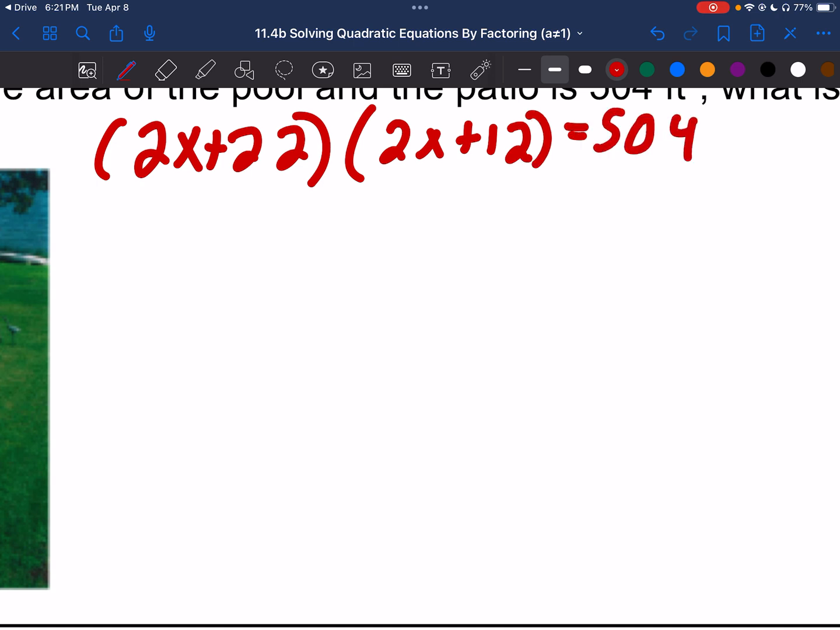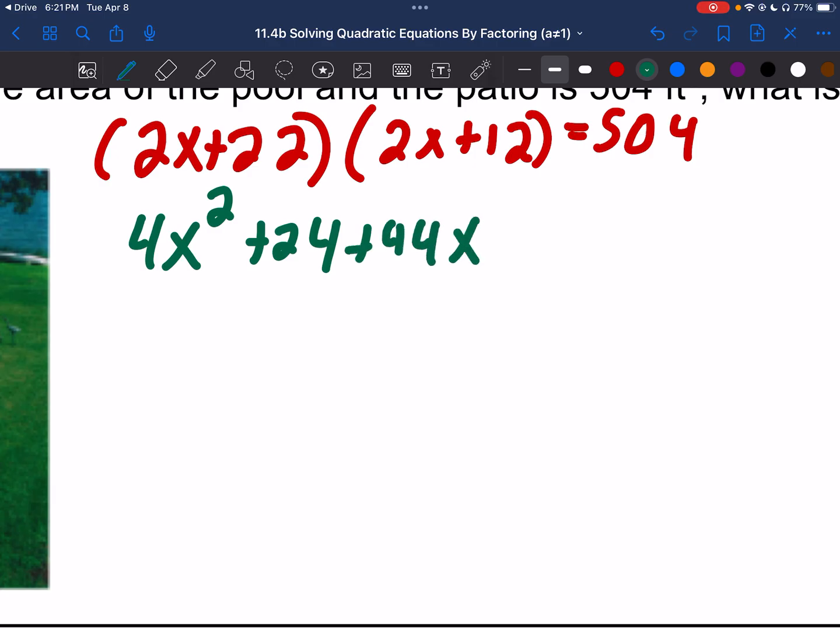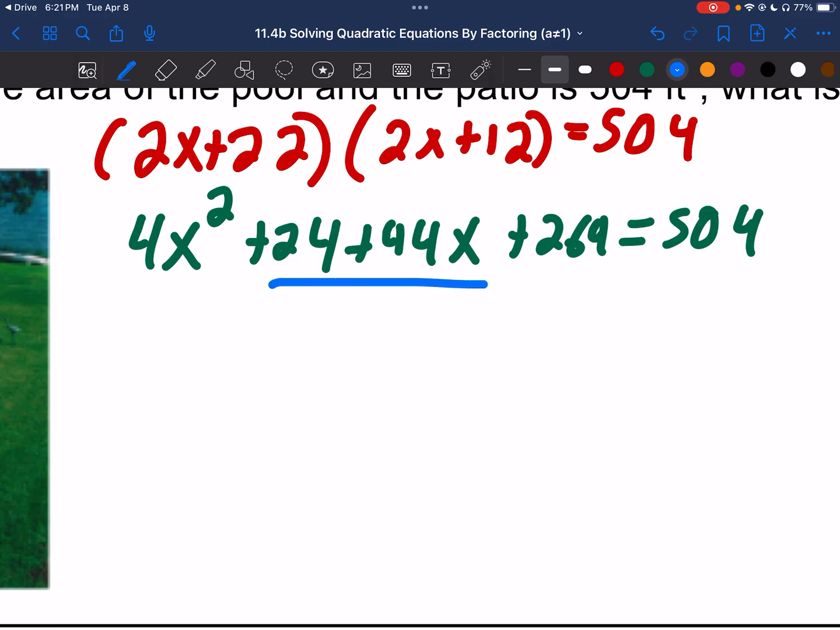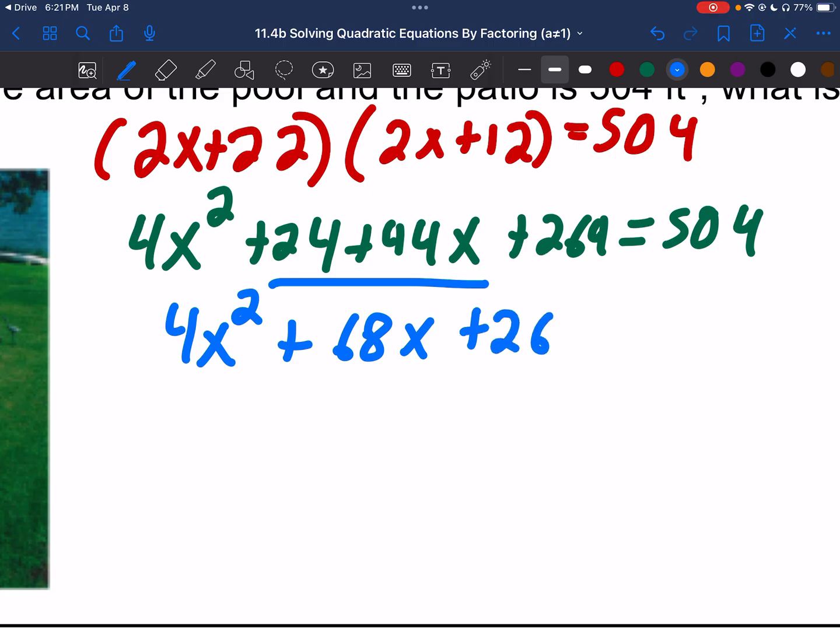We FOIL it. 2x times 2x is 4x squared. 2x times 12 is plus 24x. 22 times 2x is plus 44x. And 22 times 12 is plus 264. And that equals 504. Combine like terms. 4x squared plus 44 plus 24 is 68x plus 264 equals 504.